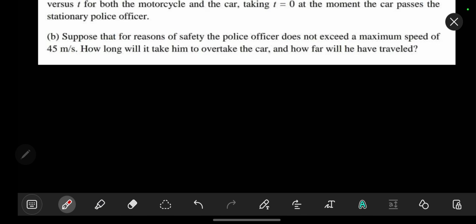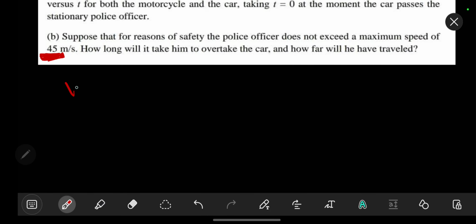Let's say for our B part, it says that suppose for reasons of safety, the police officer does not exceed a maximum speed of 45 meters per second. How long will it take him to overtake the car, and how far will he have traveled? For this one, we have to isolate it. Firstly, we need to know how long it took him to reach this maximum speed.